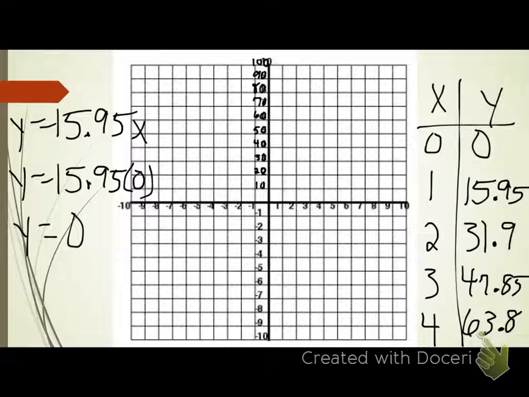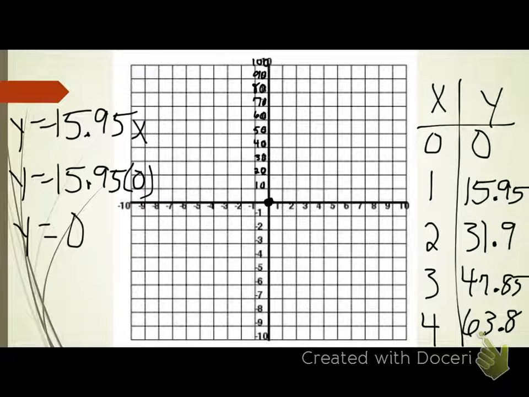Okay, my first ordered pair is 0, 0. What do we call the middle of the graph? Starts with an O. Origin. Not Oregon. Origin.